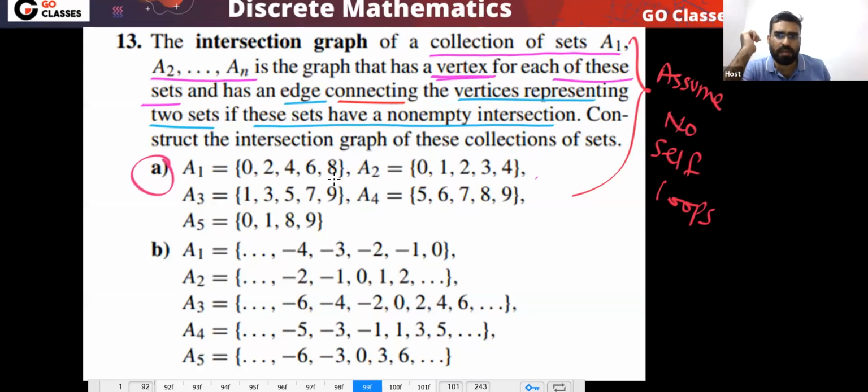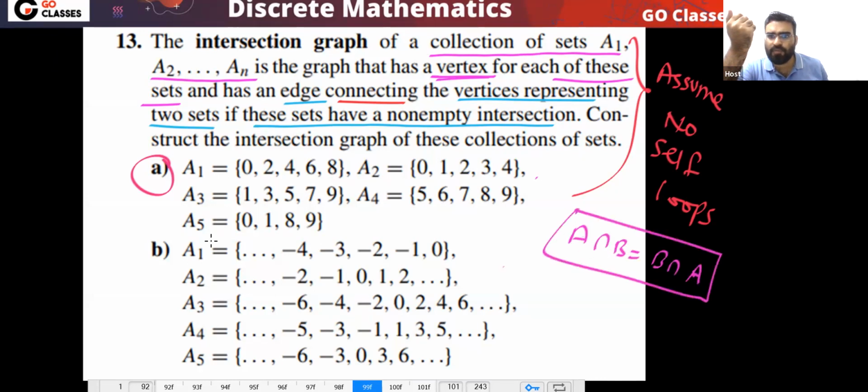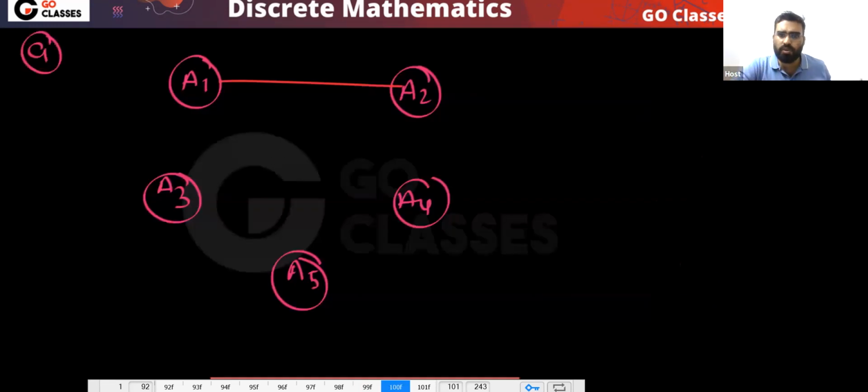Tell me, will this type of graph be directed or undirected? This will be undirected because this is intersection. You know that A intersection B is the same as B intersection A. So this type of graph will be undirected, and if A1 is connecting to A2, then A2 also connects to A1.